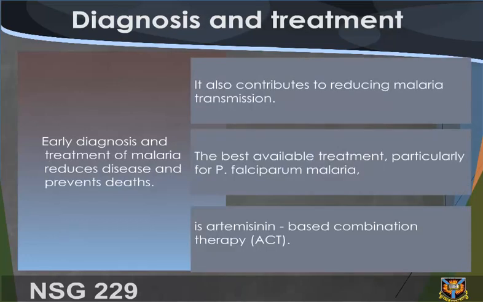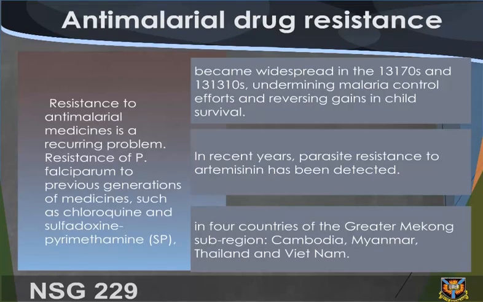Diagnosis and treatment. Early diagnosis and treatment of malaria reduces disease and prevents death. It also contributes to reducing malaria transmission. The best available treatment, particularly for P. falciparum malaria, is artemisinin-based combination therapy, ACT.